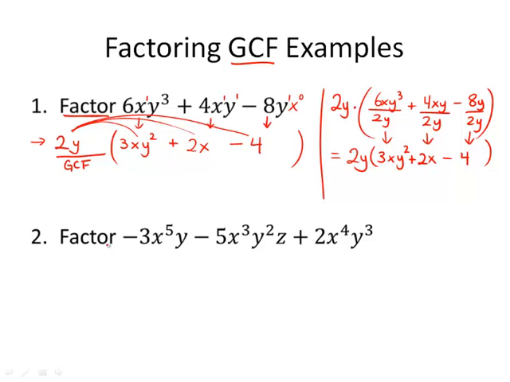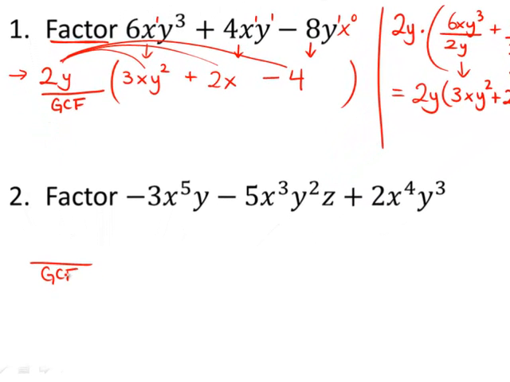Let's look at the next example. So what is the greatest common factor? The greatest common factor of 3, 5, and 2 is 1. So that's it. And then for our letters, what is the lowest exponent on x? X is to the 5th, to the 3rd, and to the 4th. So to the 3rd, we'll be able to divide out of all 3 of those terms.